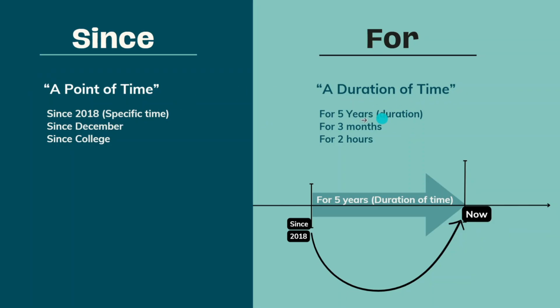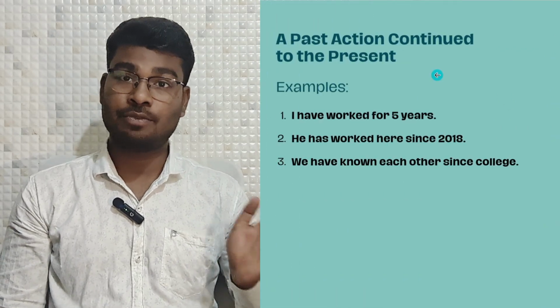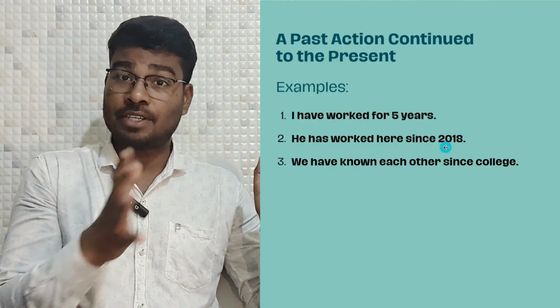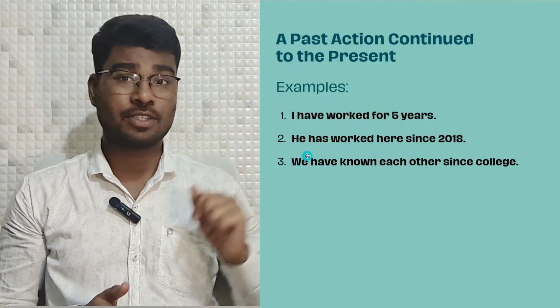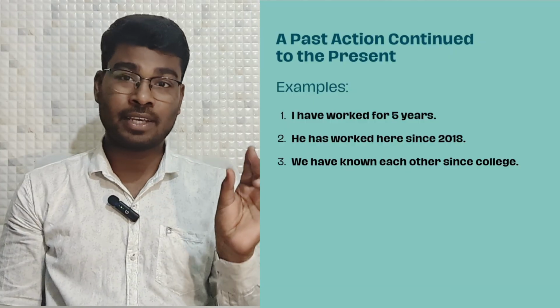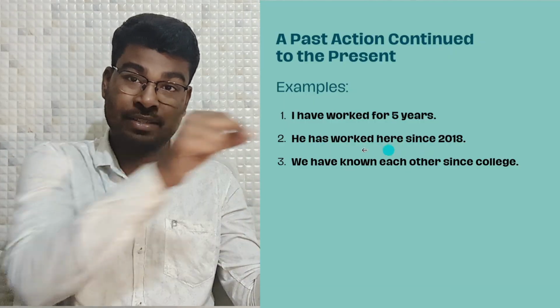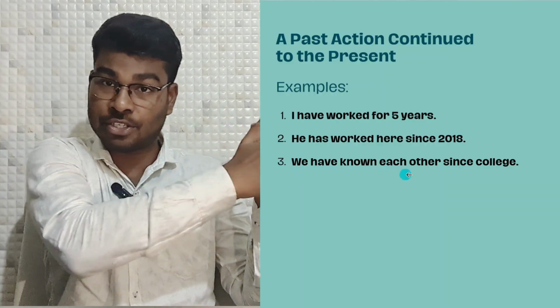Suppose I'm saying 5 years, so it is a duration of time. But if I say since 2018, it is a time point, a specific time. So I'm saying I have worked here for 5 years. Means for the last 5 years, I'm still working here, but I started... He has worked here since 2018. Now here, I'm not talking about how many years, I'm talking about from when he started, right? But when I say for, I'm talking about the stretch, the duration of time.